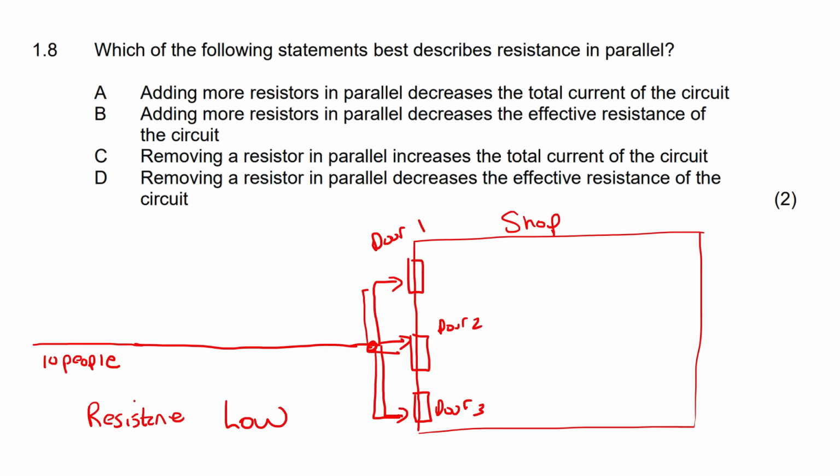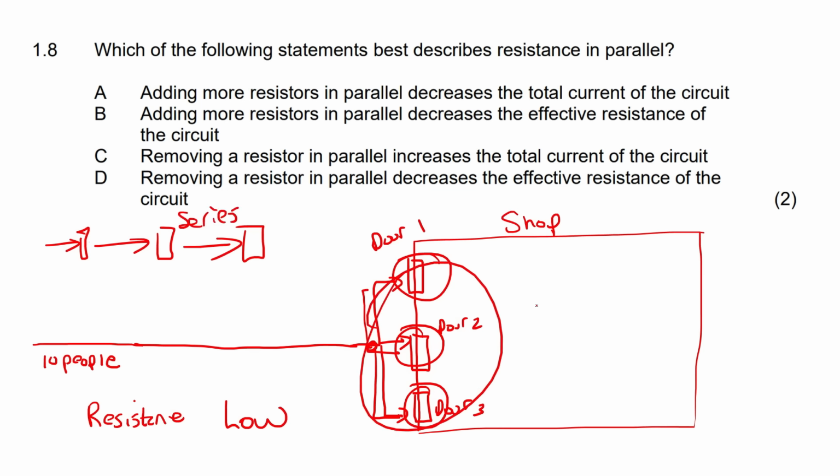Now, this is exactly how it works in electrical circuits, where the people are electrons and the doors are resistors. So when you add more resistors in parallel, remember these are parallel to each other, whereas if you add the doors like this, that's called series, because you have to go through every single one. That is series, whereas this is what you call parallel. So when you add more doors or more resistors in parallel, the overall resistance in the circuit actually becomes less.